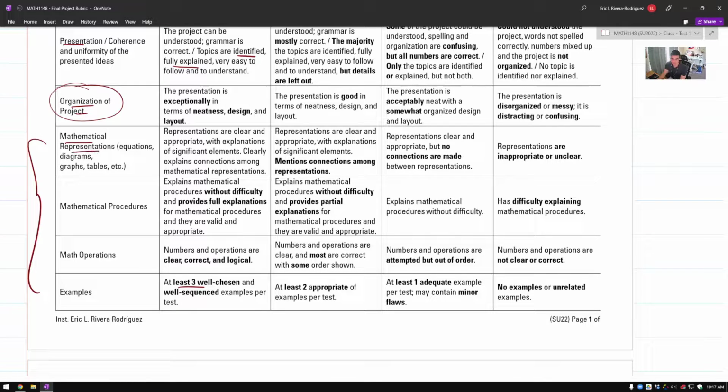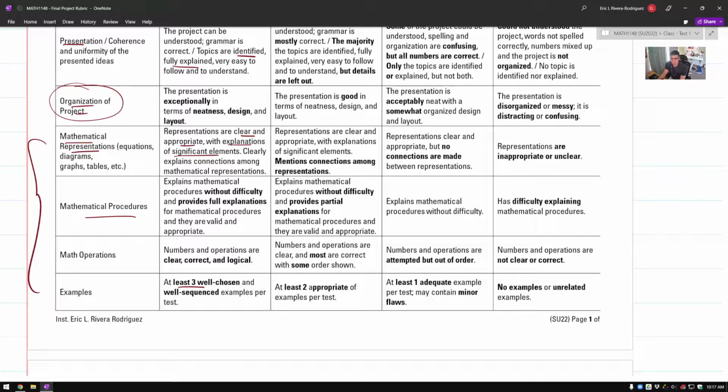Then we focus on the math part. Mathematical representation: equation, diagram, graph, table, etc. Representations are clear and appropriate, with explanation of significant elements. If you are writing a procedure of how to solve a specific problem in math, I'm going to expect you to say, this is step number 1, this is what we are going to do in step number 1, this is step number 2, step number 3, something that I can follow easily, that anyone can follow.